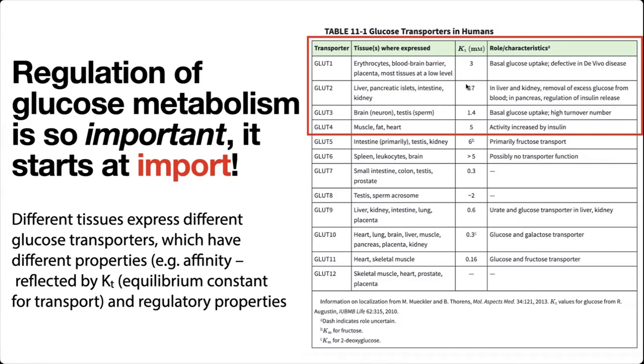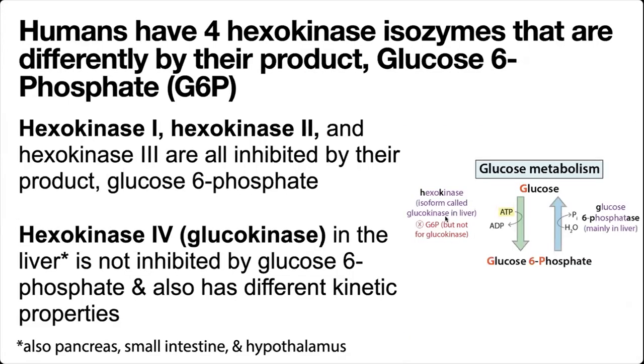Because this KT is really high for this GLUT2, it's going to make it so that the liver and your intestine and kidneys and pancreas are not going to be hogging all of the glucose. But they are able to take in glucose when the other tissues won't be. But in order to trap it, they're going to actually have to phosphorylate it. So this gets us to regulation of our hexokinase.